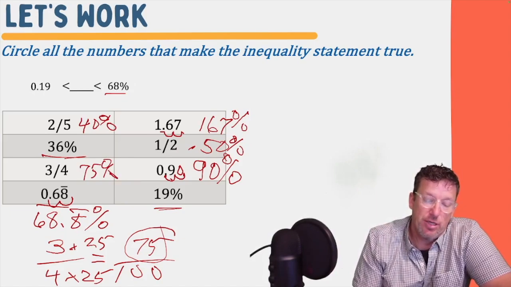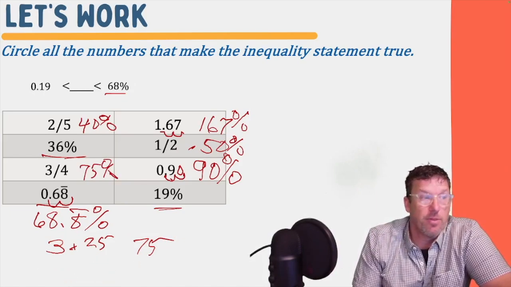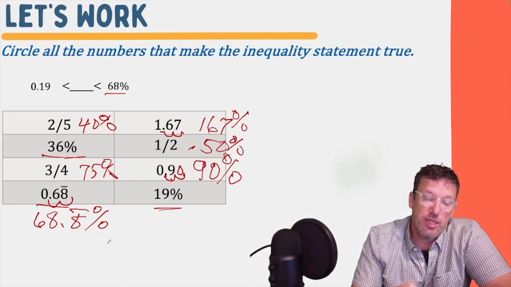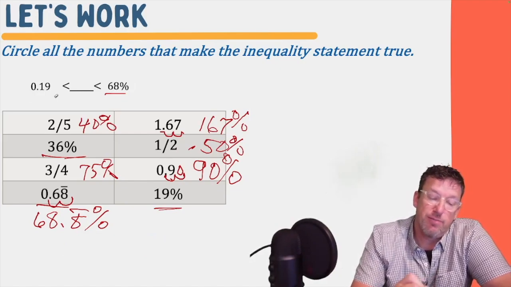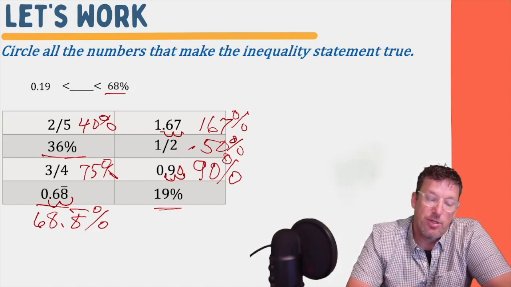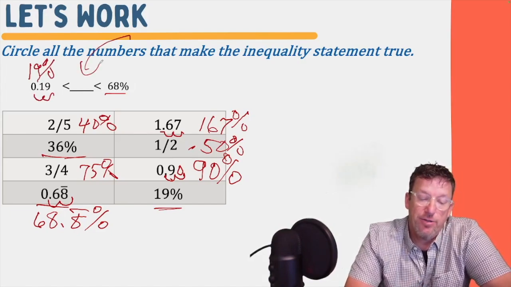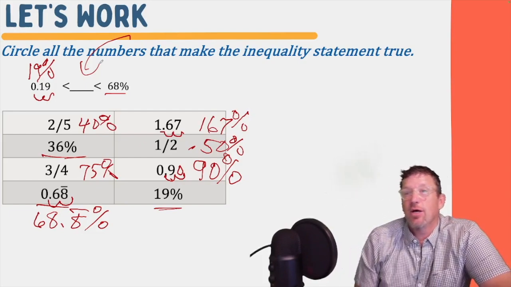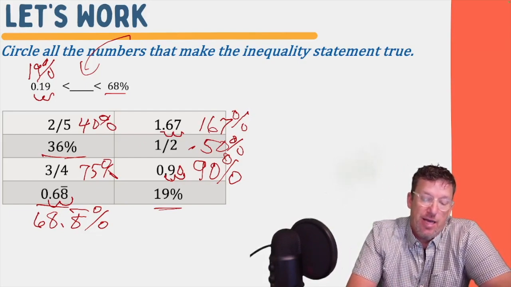So now we just need to go look at the numbers and see which percents. Oh, let's turn this into a percent, by the way. 0.19 at the beginning. 0.19 turned into a percent, move it 2 places to the right, is 19%. Now we just need to find all the numbers that fit in between 19% and 68%. And since all of our answers are percent, that should be pretty easy. All right, so let's go ahead and look at that.